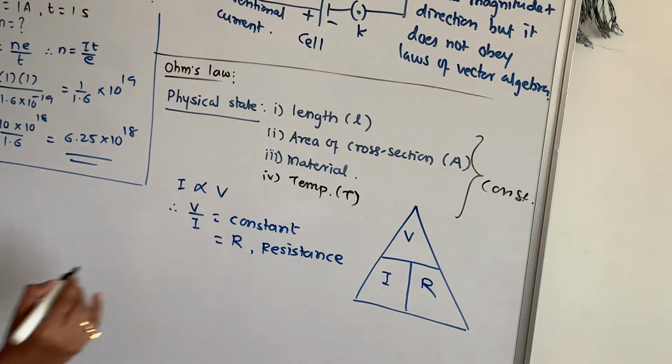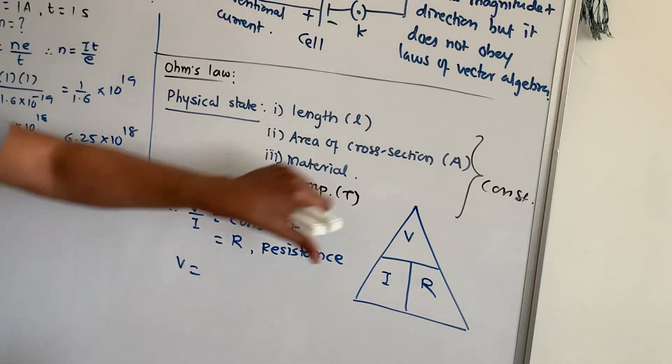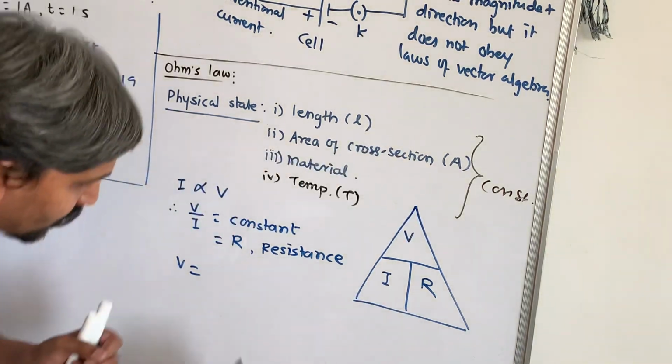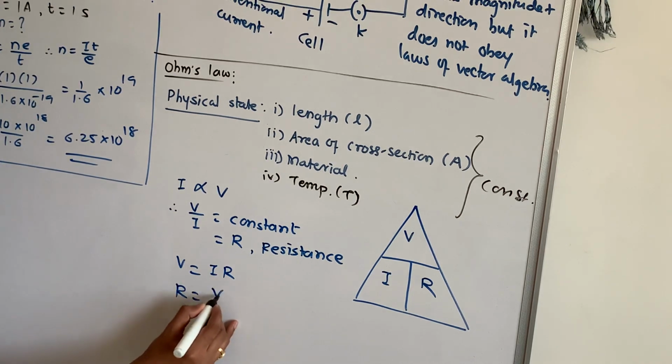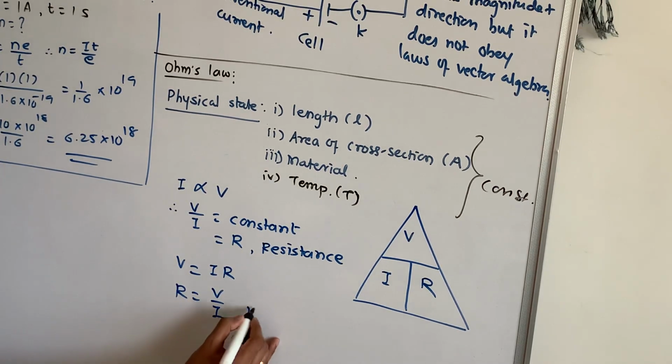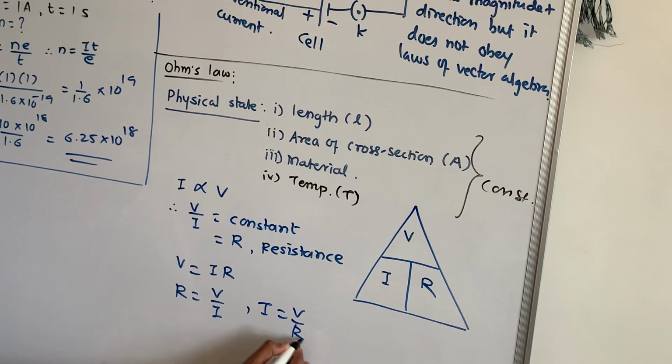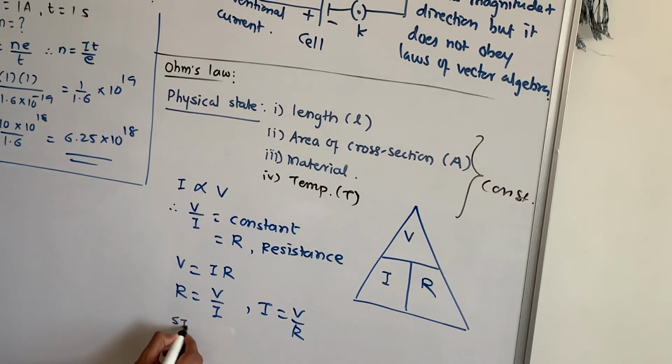I want V, so I will put my thumb on V. So this is I into R. I want R. R is equal to V upon I. And I want I. It is V upon R. Now from this we conclude that if potential difference is constant, then current and resistance are inversely proportional. They are called inversely proportional. Right? Now the next part: what will be the SI unit?